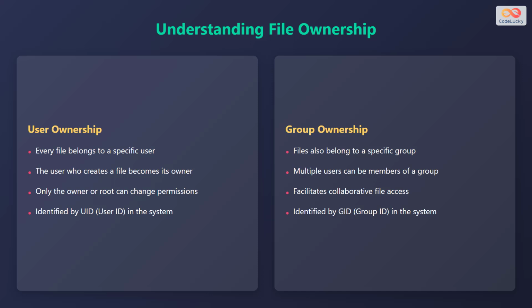Let's understand file ownership. Every file in a Linux system belongs to a specific user. The user who creates a file automatically becomes its owner. It's important to note that only the owner of a file, or the root user, has the authority to change the permissions associated with that file. Internally, each user is identified by a unique user identification number, or UID, within the system.